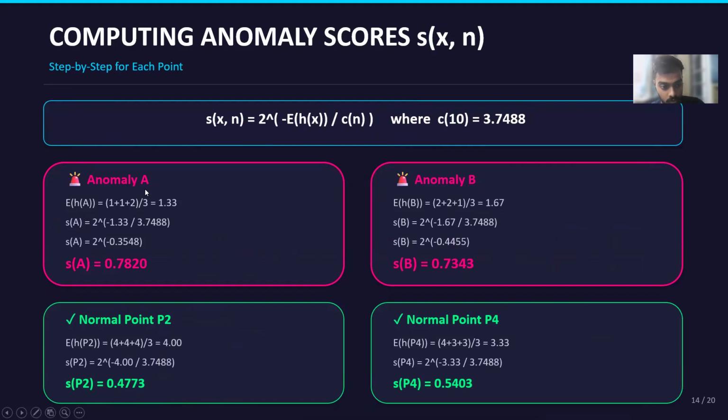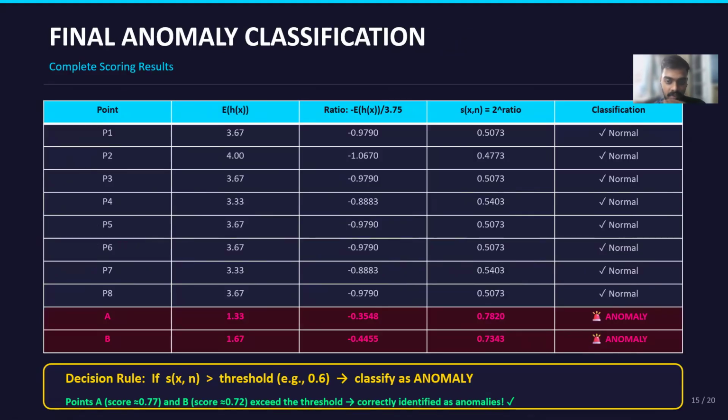Point A gets an anomaly score of 0.7820, and point B gets a score of 0.73. So normal points are well below or around 0.5. So clearly anomalies have higher scores. So let's have a final classification. By setting a threshold, for example 0.6, we classify A and B as anomalies and all other points lesser than 0.6 as normal and very normal. And the algorithm successfully identifies the outliers.